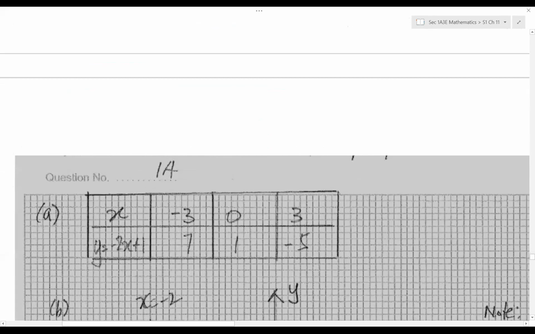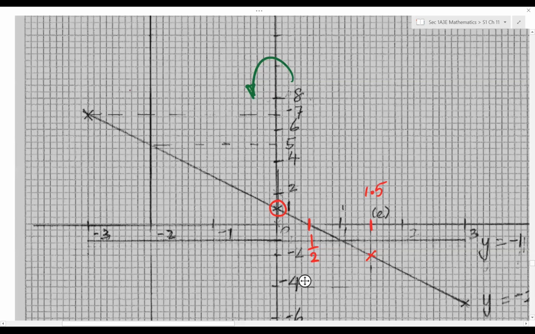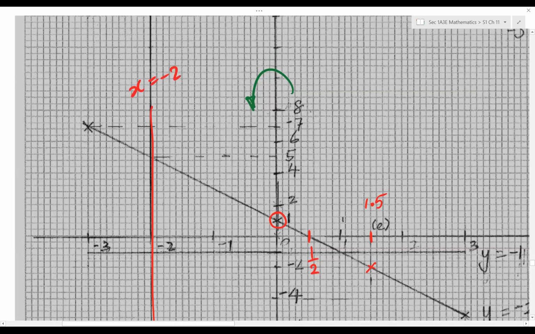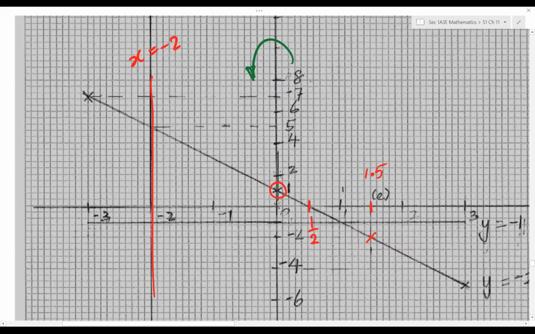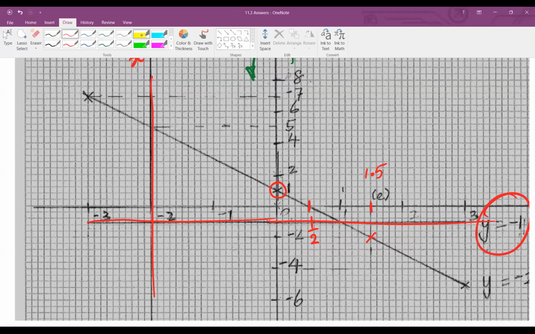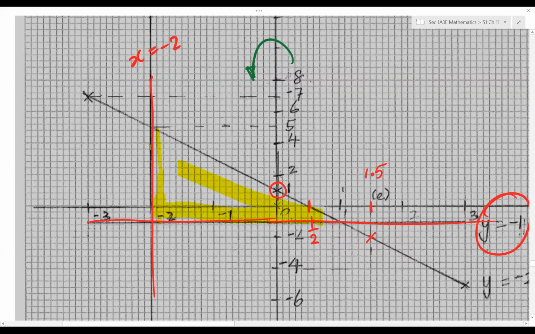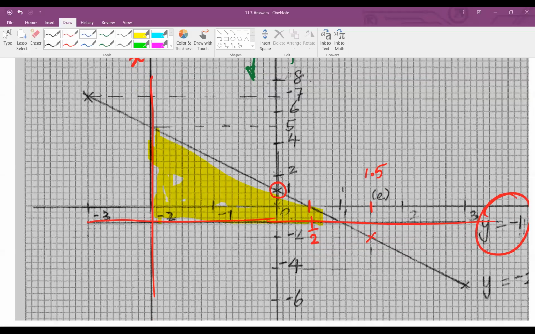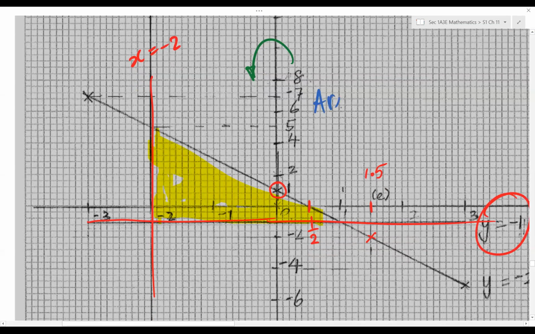So block -2 over here, x = -2. A line y = -1 horizontally, and the area bounded by these 3 graphs, over here, is a triangle. So the area of a triangle is half times base times height. We know that. So area is half times base times your perpendicular height. But do you know that there's a trap over here?